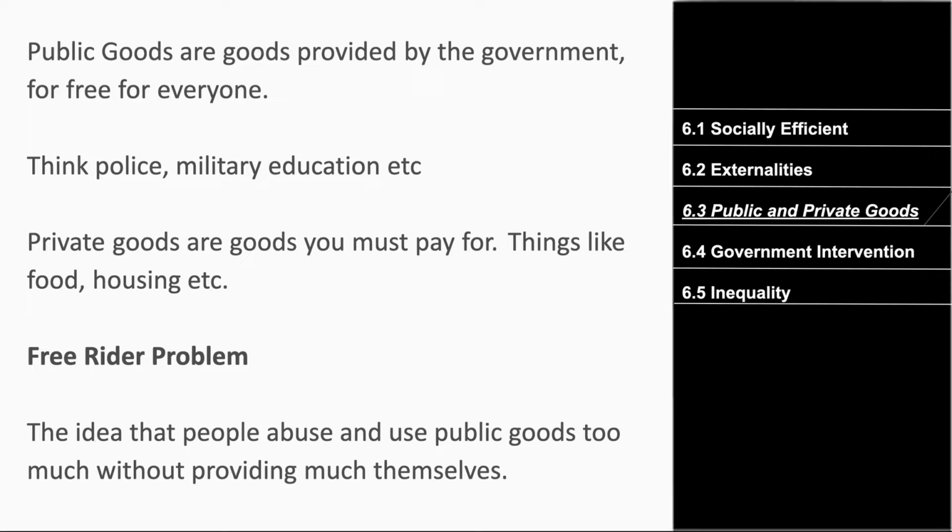A private good is a good you have to pay for, things like food, housing, water, etc. It's just things you have to pay for. Typically, you have to pay companies. Make sure you can identify public and private goods.